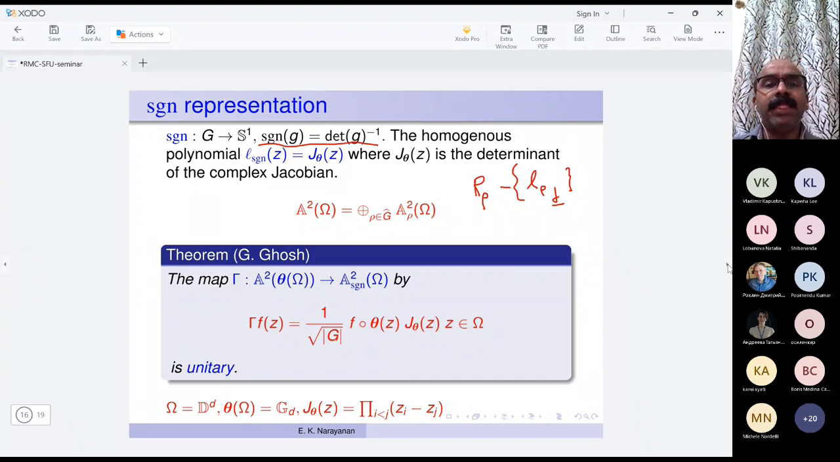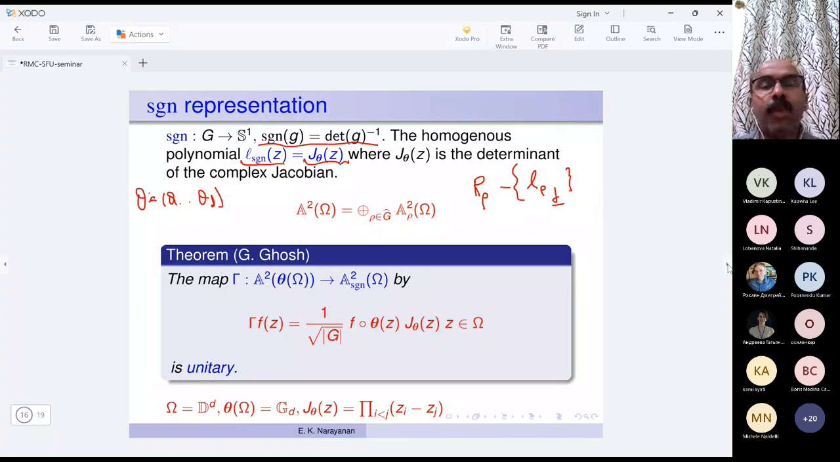So here, since the sign representation is a one-dimensional representation, you have a single generator, which we call L sign, and that turns out to be an important object called the complex Jacobian, right? So you look at the theta map, which came from the Chevalley-Shephard-Todd theorem. Theta was theta 1, theta 2, etc., theta d, and these were the G-invariant generators for the G-invariant polynomials, right? That gives me a map, and so there is a complex Jacobian, and you look at the determinant. Okay, so this is going to play a crucial role.